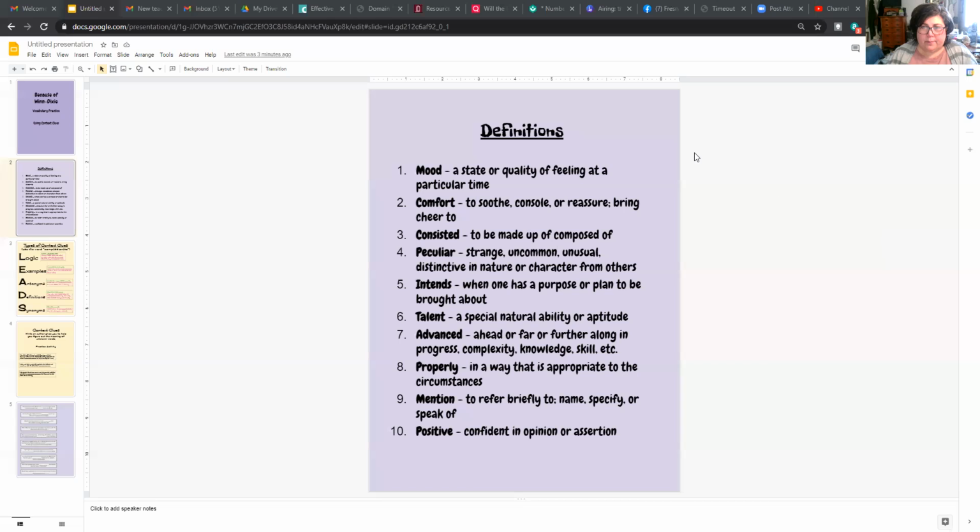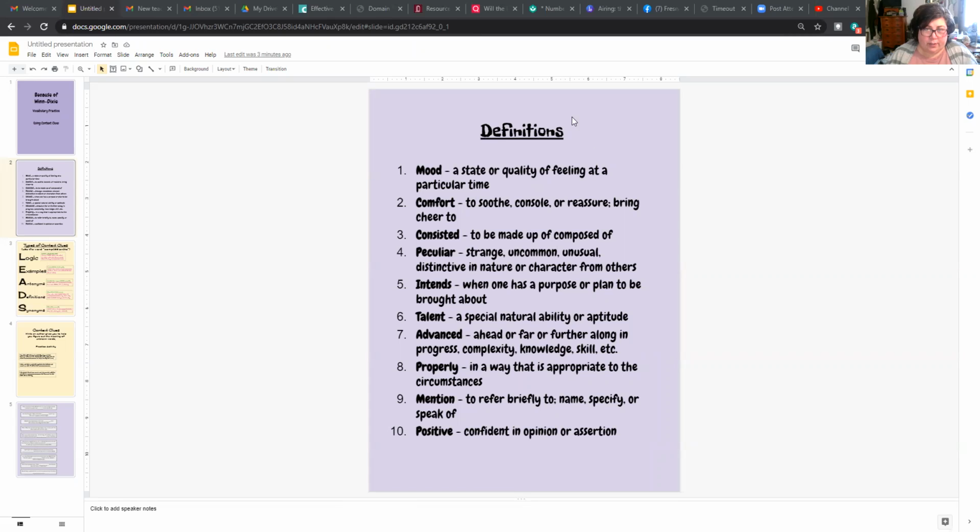Hey class, we're going to continue with our lesson on vocabulary using the vocabulary that we have pulled from our novel Because of Winn-Dixie. And I want to remind you that you've already actually looked up the words, so you know the definition of the words, but we're going to be using context clues and defining what a context clue actually is. So let me take us over to our assignment.